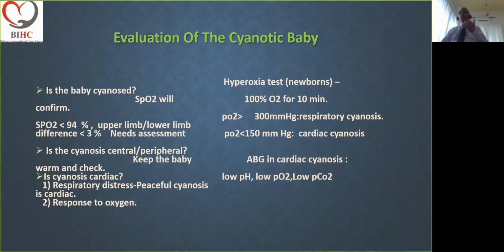The higher your PO2, the less likely it is cardiac. The lower your PO2, the more likely it is cardiac. And if you were to check the ABG in a baby with cardiac cyanosis, the characteristic things will be a low pH, a low PO2, in other words, acidosis and hypoxemia, and a low PCO2. If the lungs are normal and the baby is tachypneic, the baby can wash out the carbon dioxide, and as a result, the PCO2 will be low.